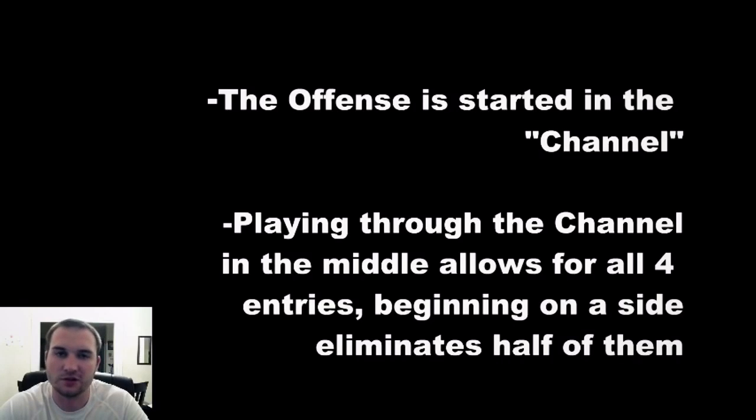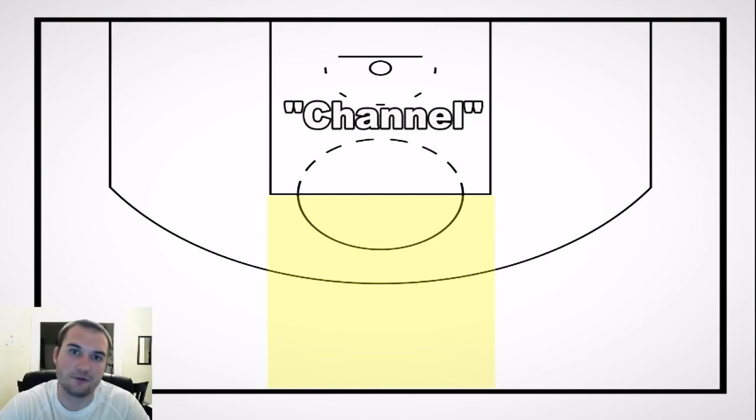And what he calls a channel is, from the free throw line to half court extended is where they want to start the offense. Starting in the channel here allows for 4 different entries. So you have the wing, elbow, elbow, and wing. And if you go to right side, it eliminates half. If you go to left side, it eliminates half. The channel, this is the diagram of the channel right here.